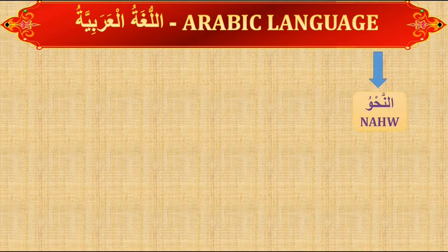First is An-Nahu. It is most often translated as grammar. It teaches us how to join a noun, verb, and particle to form a correct sentence, as well as what the i'rab, condition of the last letter of a word, should be.